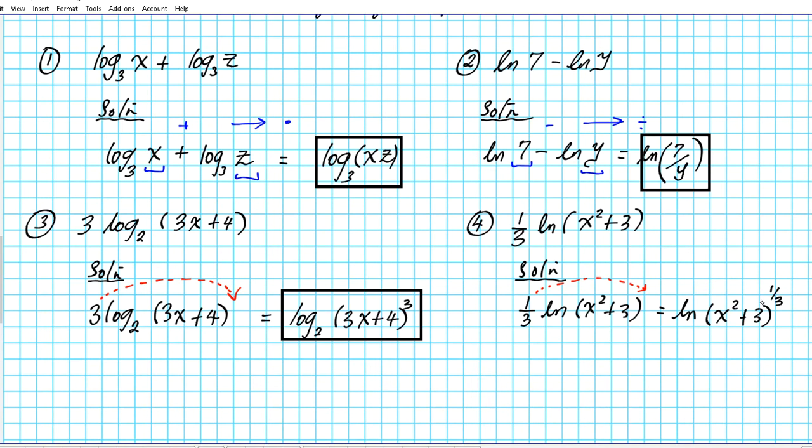Okay? Now, since the power is 1/3, we can rewrite this using the property of exponents. If you have a rational exponent, we can rewrite that as the natural log of the base, and the denominator of the rational exponent becomes the index of your radical. So it becomes the third root of your logarithmic argument, which is x squared plus 3. And that is your final answer for question number 4.